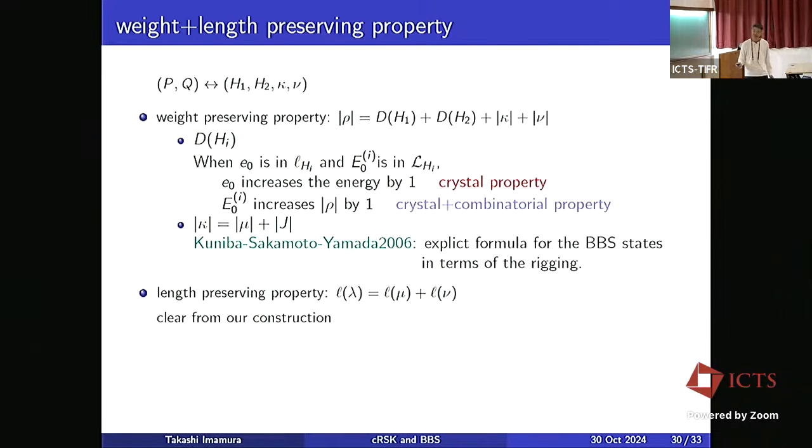Now I want to briefly mention the weight and length preserving properties. This bijection has nice properties. The first one is the weight preserving property like this, where the volume of nu, the internal shape of P and Q, is equal to the energy of H and this one.